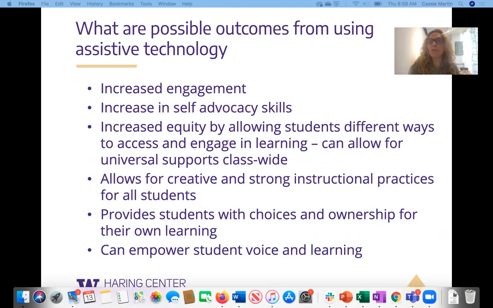Some possible outcomes for using assistive technology include increased engagement, greater self-advocacy, increased equity by allowing for universally designed supports, and for students to choose or to be encouraged to use those tools or supports to best engage in their learning. It allows for more creative and effective instruction and gives students choice, which can result in greater ownership over their learning.